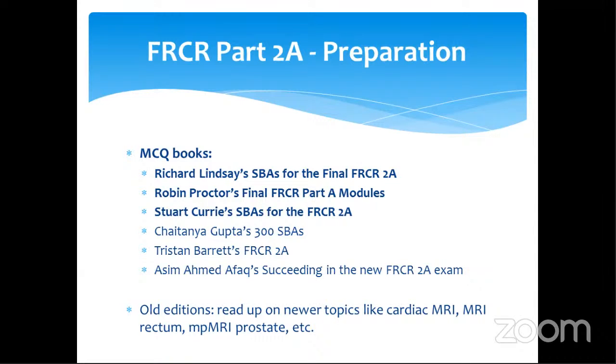I'm not aware if a recent new edition has come, but when I was giving this exam in December of 2017, all of these books were already around 8 to 10 years old. So they don't cover newer topics like cardiac MR, MR rectum, or multiparametric MRI prostate. Those topics are not covered in the books, but they are asked in the exam. So the newer topics, especially the MR related ones, it's good to cover from journal articles.